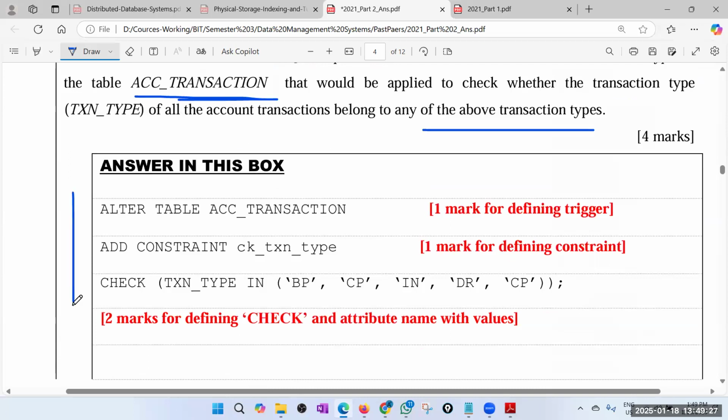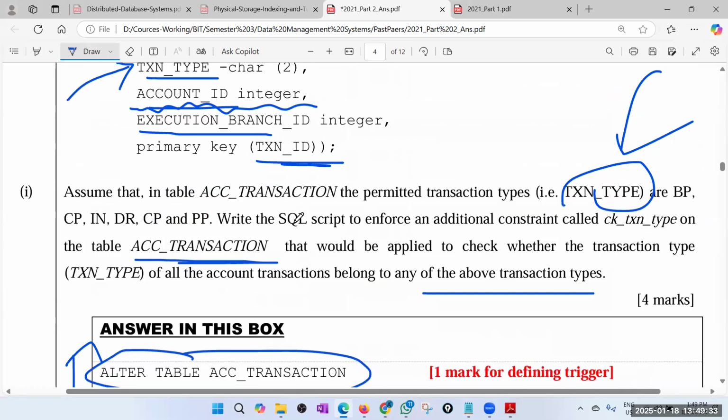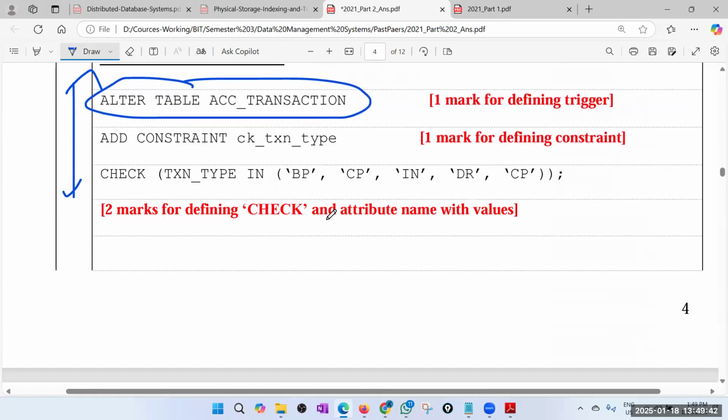So that is an easy question. But make sure you write an alter table, because the table is already there. It's an additional constraint, so therefore the table is already there. Right. Second one.